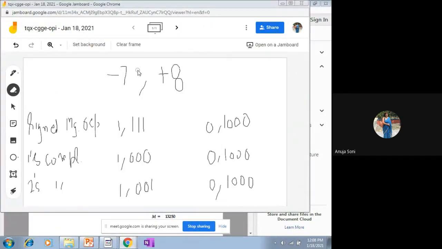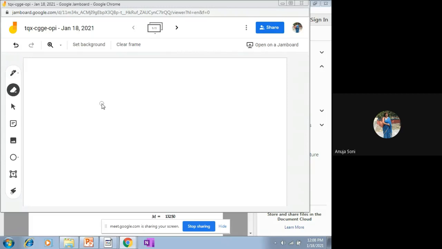So let me again erase the entire frame. It has been erased now. What I'm discussing is the subtraction of two decimal numbers using tens complement, and in the same way the subtraction of binary numbers will also be performed.